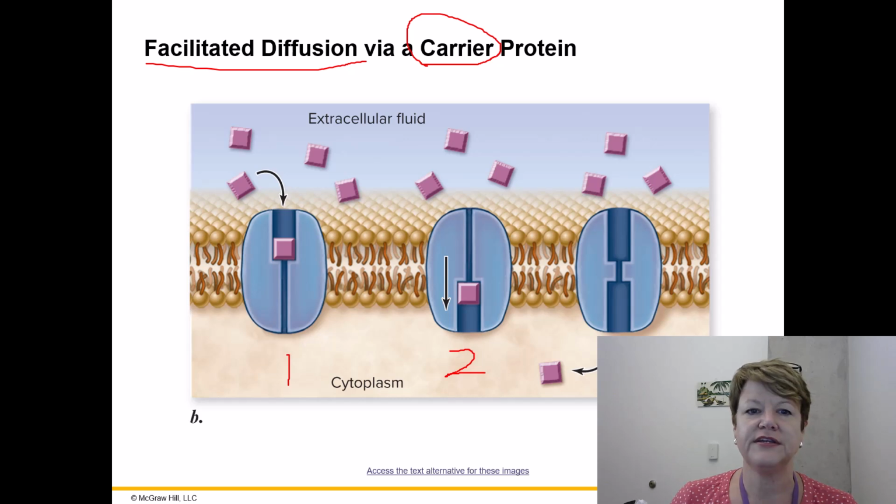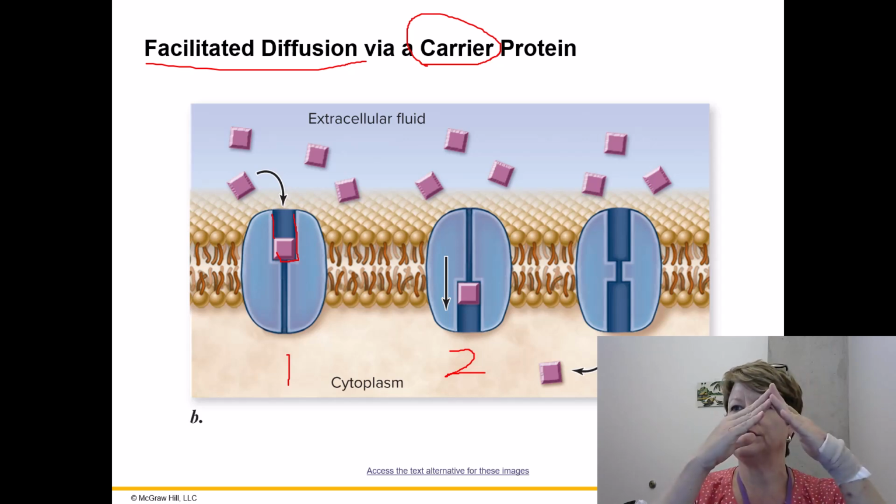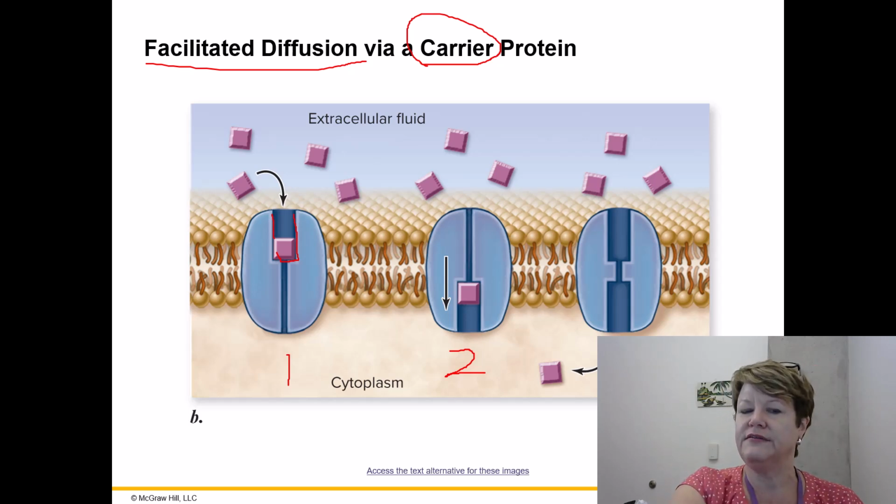So what you have here is this molecule, whatever this is, they show it as a purple square, will go into, it can only fit into the carrier protein that has the correct shape. But you'll notice here that the hole doesn't go all the way through like in a channel protein. And so this guy goes in, and then what happens is there's some kind of shape change. There's a shift, and it opens up on the other side.